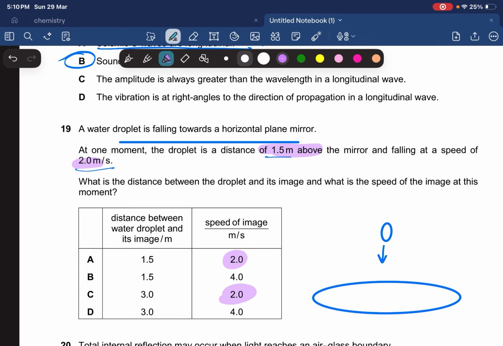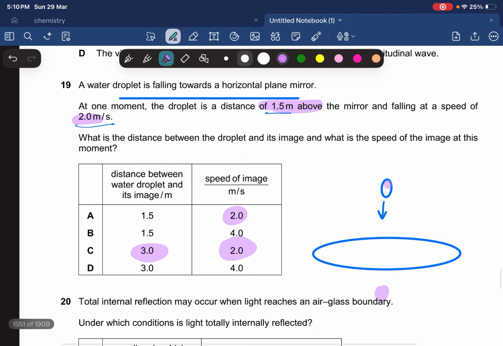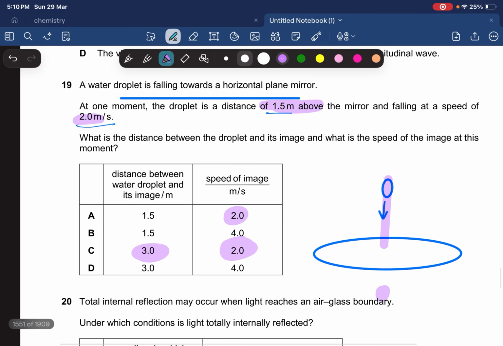Speed is not going to change. I don't think a mirror can change the speed, but the distance is going to be double, because when you see yourself in a mirror, you're going to see yourself here. The drop is going to see itself here. So there's going to be this distance, and then there's going to be this distance behind the mirror. That's why when you touch the mirror, you feel like someone behind the mirror is touching your hand. That's actually you touching your hand, but you see yourself that much distance away from the mirror. Got it?